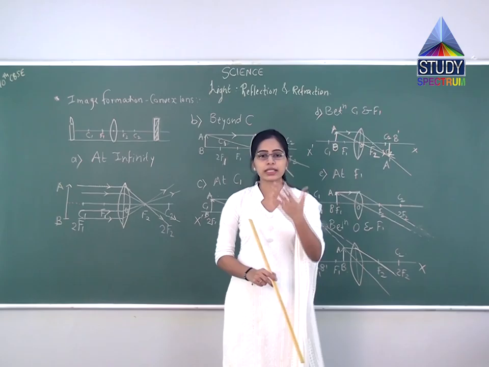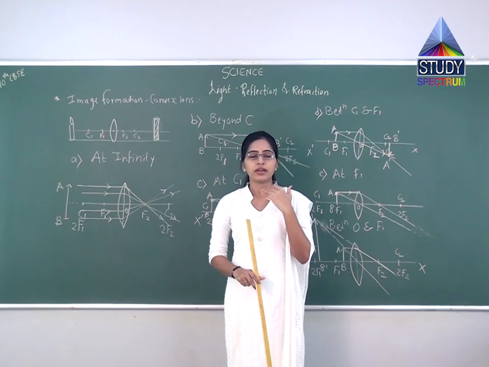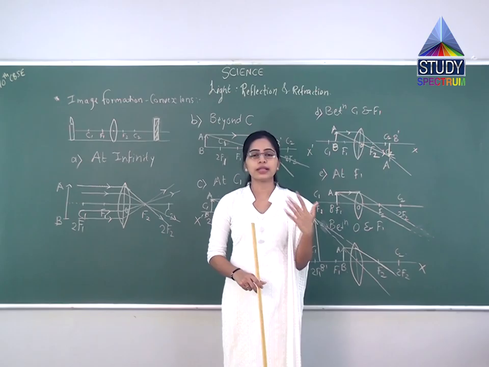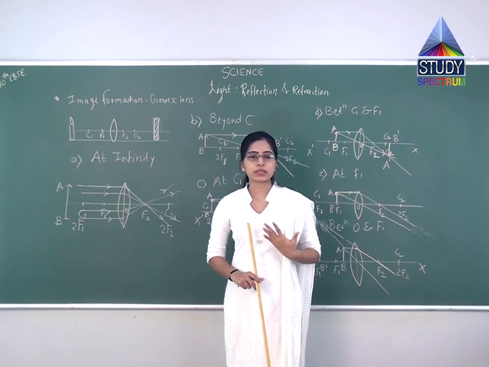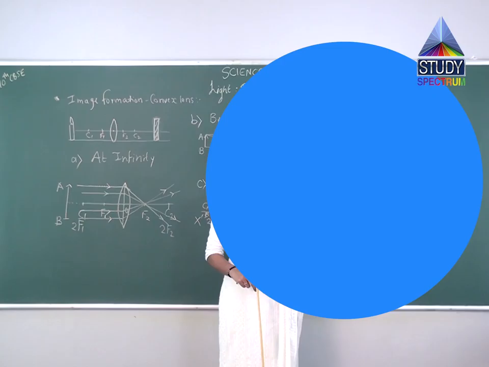So these all are the cases we are studying, when the position of the object is changed, how the image is formed. Now we will tabulate our readings and we will study similar image formation for concave lenses here.